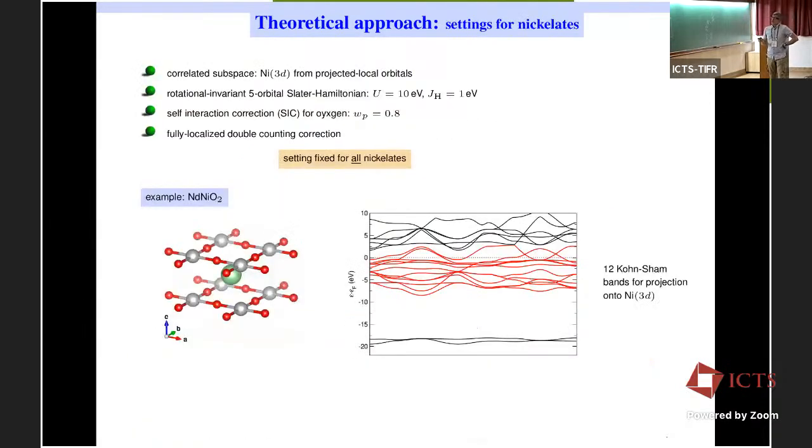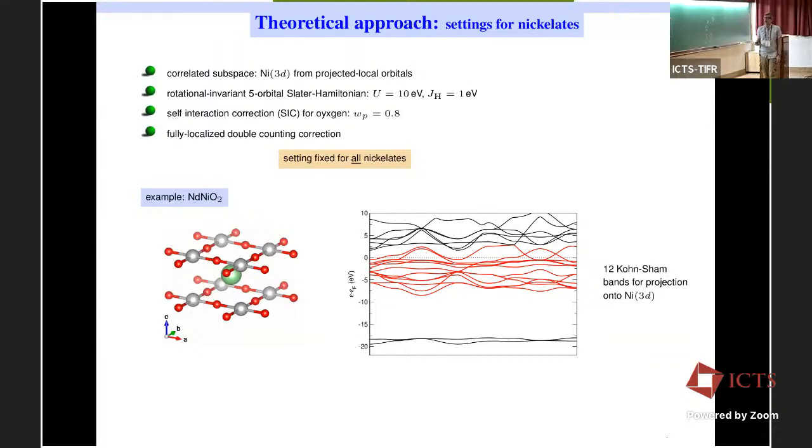Further settings, of course: we have to choose a Hubbard U. We use 10 eV, and J, the Hund's coupling, is 1 eV. We can discuss that also, why we use that, but let's take it for the moment that we think it's a good value because it gives good agreement for other systems. We have to take some parameter for this self-interaction correction. We have to take a double counting. So that looks a bit weird because it's not ab initio, and you would say, okay, you have a lot of settings that you have to use.